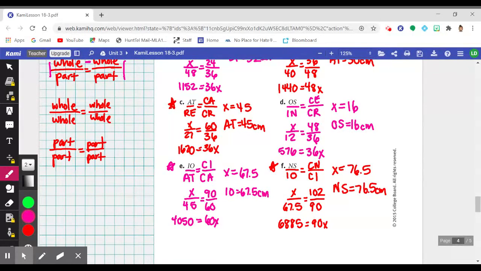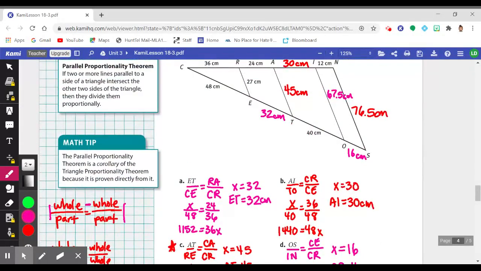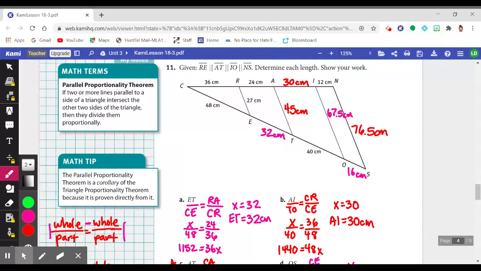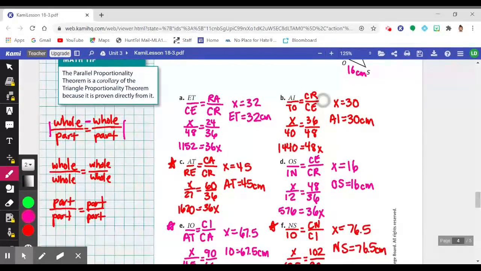Last but not least, potentially the one that gave us trouble as well. Again, the reason some of this stuff really causes issues for students is because of comparing parts, comparing similar parts. NS, again, is a whole side of a triangle. More specifically, triangle CNS. So I need to compare that to a whole side of a similar triangle. Well, fun fact, all of these triangles are similar. So I compared NS, I imagine, to IO because it's close.